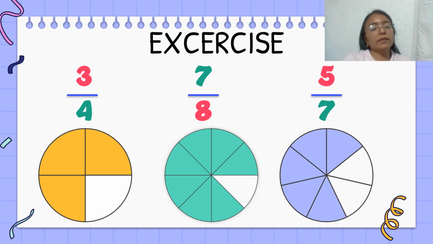Let's review each exercise. We have 3/4. It will appear like this. 7/8 looks like this, and let's go with the 5/7 where we color 5 parts.